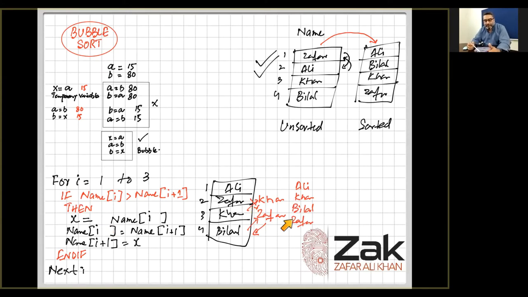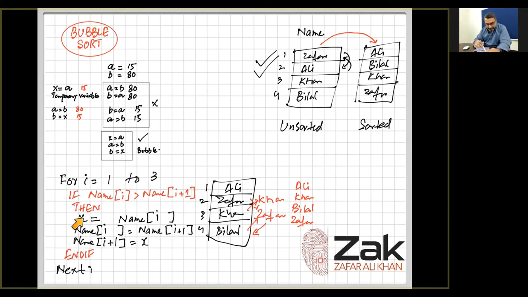Now you need to understand that this loop has ended, but the array is not yet fully sorted. So we have to run this for next once again. For that we have to put it in another for next, so we run this for next until the whole array is sorted. Let's say we have four values in the array. Let's make another loop: for j is equal to 1 to 4 and next j.